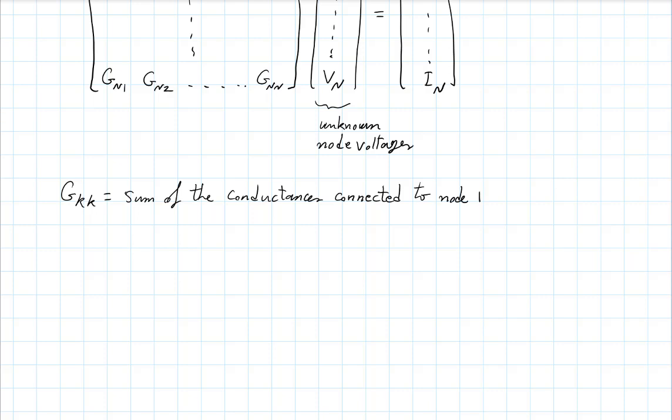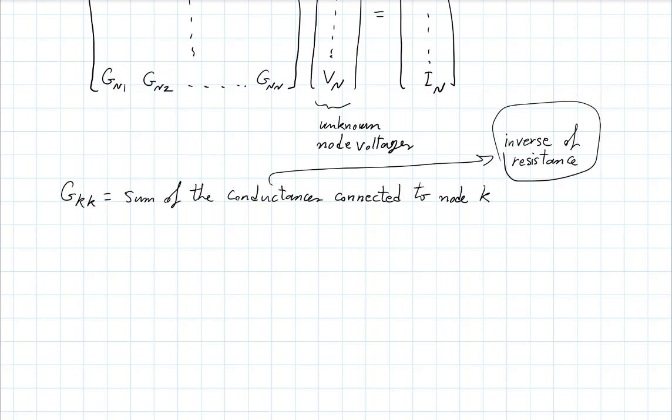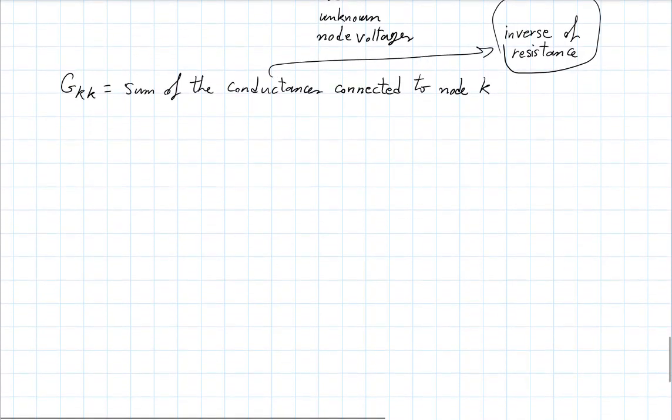To node K. And conductance, remember, is simply inverse of resistance. Okay, that's an interesting or important concept to remember. Conductance is just inverse of resistance.